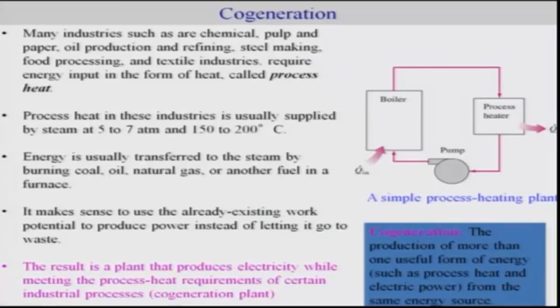Now, we will talk about cogeneration. In many industries such as chemical, pulp and paper, oil production and refinery, you need a large amount of energy in terms of input or in terms of heat, and this particular type of energy we call process heat. And these are typically supplied by steam at 5 to 7 atmospheres and 150 to 200 degrees Celsius.